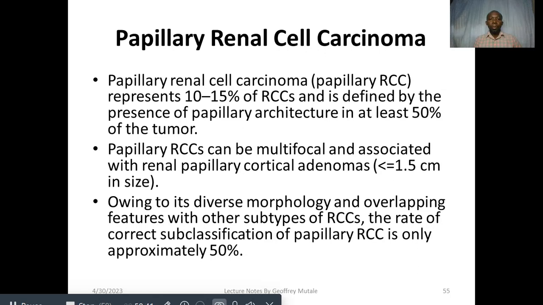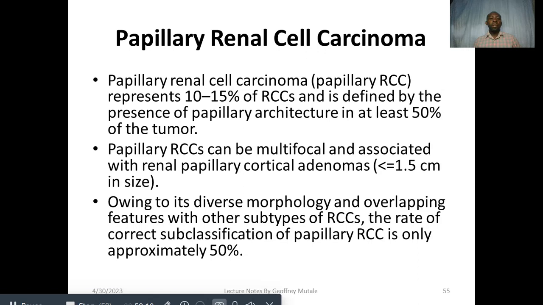So we look at another malignant carcinoma, and this is what we call the papillary renal carcinoma, and this one represents 10 to 15% of the renal cell carcinomas, and is defined by presence of papillary architecture in at least 50% of the tumor. Papillary renal cell carcinomas can be multifocal and associated with the renal papillary cortical adenomas, which are less than or equal to 1.5 centimeters in size.